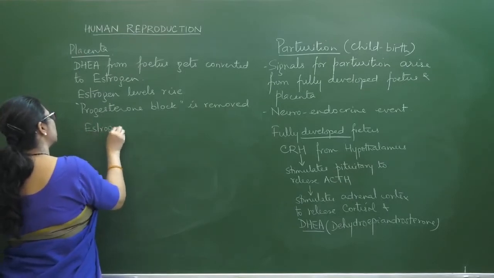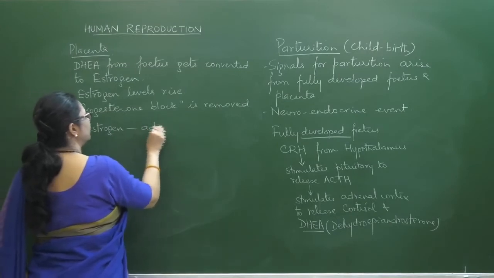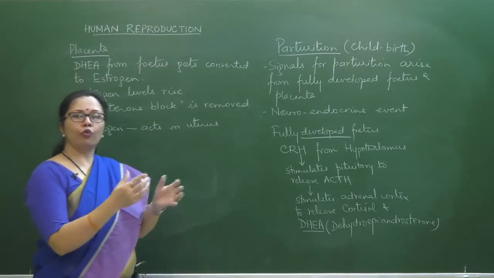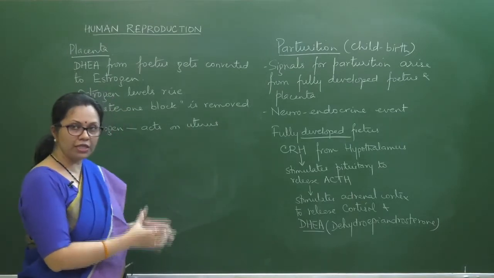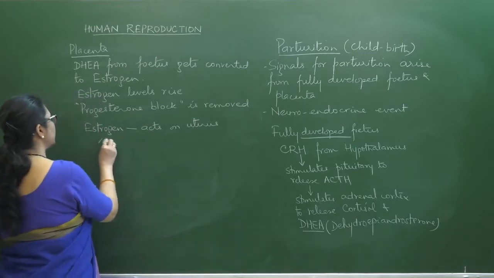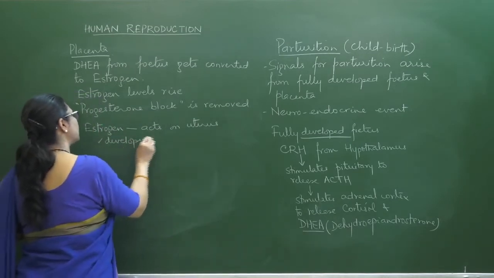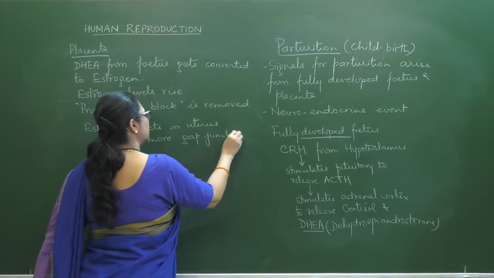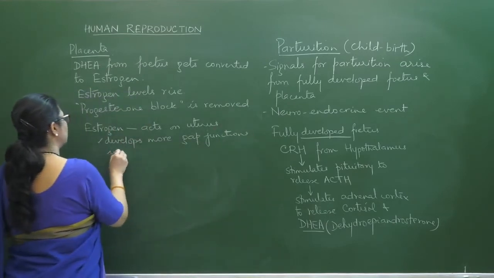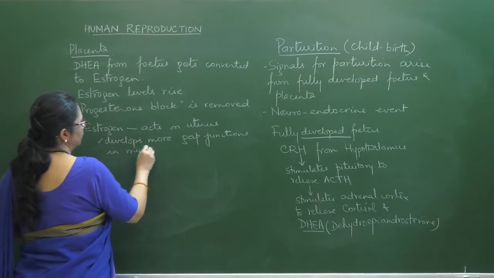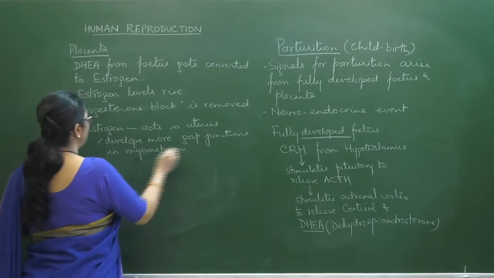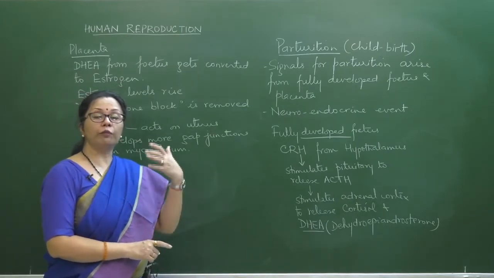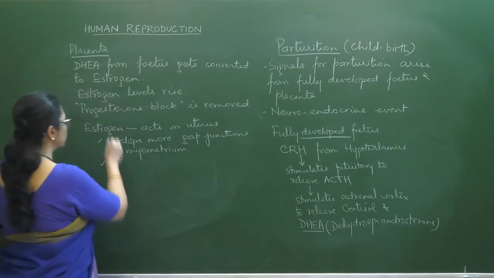So estrogen acts on the uterus, where what it does is it develops more gap junctions between the myometrial cells, that is smooth muscle cells, okay. So this develops more gap junctions in the myometrium, number one. And another thing it does is it develops receptors for oxytocin. So now the uterus will be able to respond to oxytocin, okay. So that is done by estrogen.